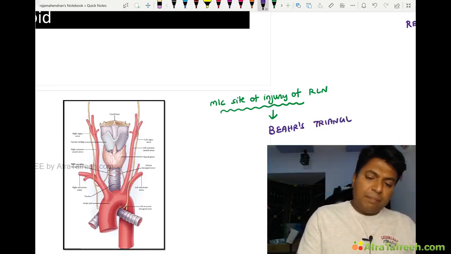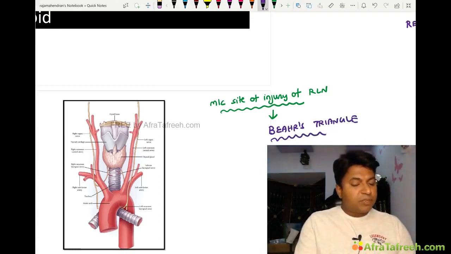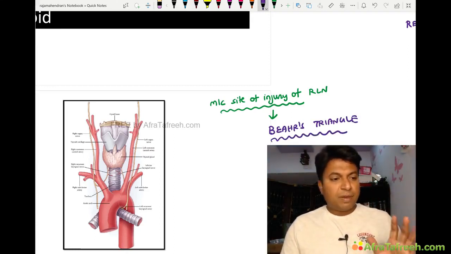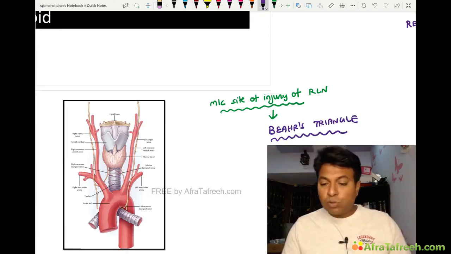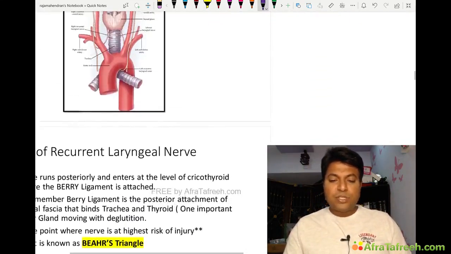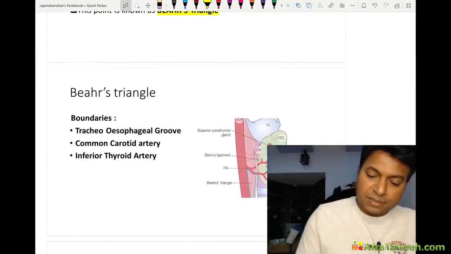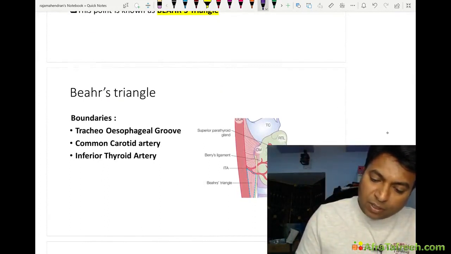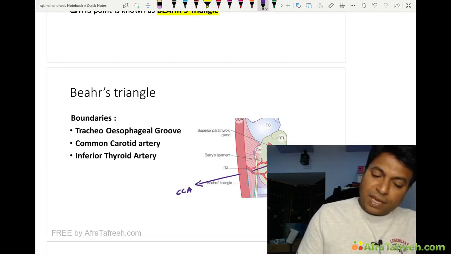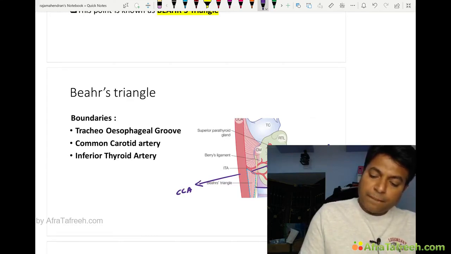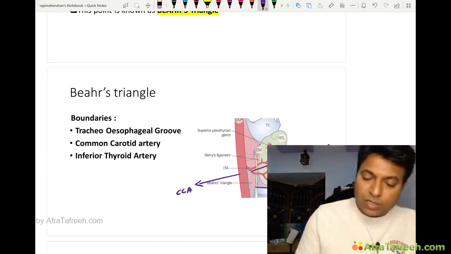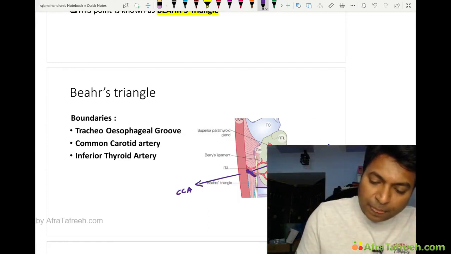Yes, as you are telling, there are many triangles mentioned in ENT MCQ books. But for me, the exam point which you should remember is that Beahrs' triangle is the most common site of recurrent laryngeal nerve injury. It is bounded by the following three structures: the common carotid artery, the inferior thyroid artery and the tracheoesophageal groove. So this is Beahrs' triangle.